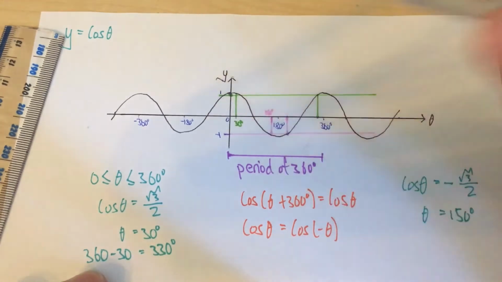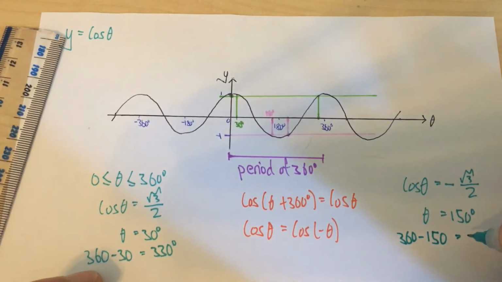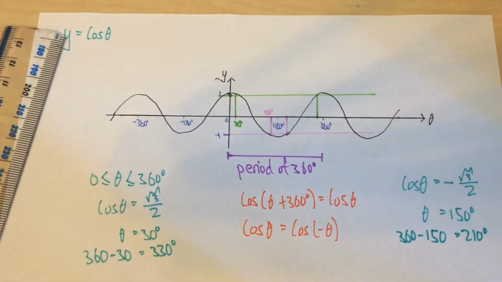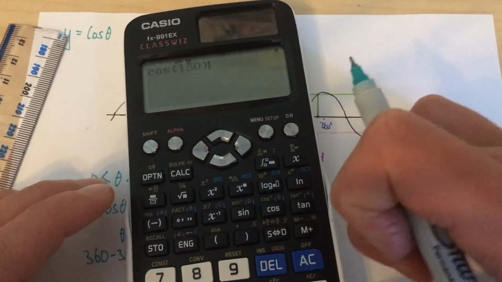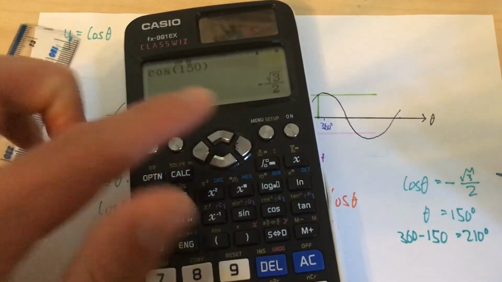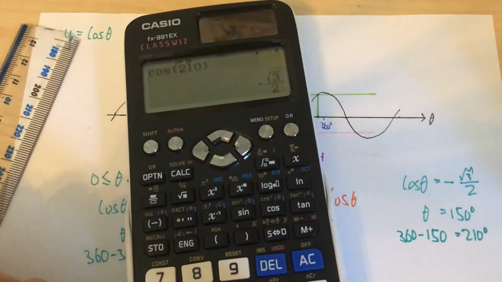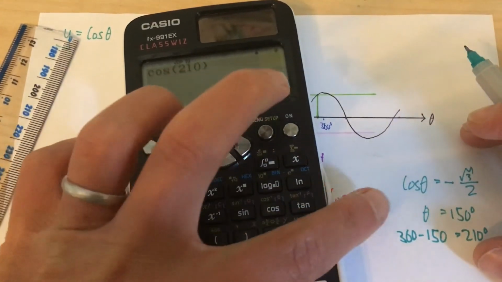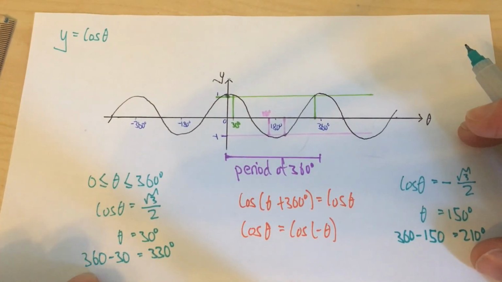Just like we did here, we can do 360 minus our first value. 360 minus 150 is 210 degrees. Let's grab the calculator to check it. We do cos of 150, we get minus root 3 over 2, brilliant. And if we do cos of 210, we get minus root 3 over 2. So the key thing to remember is that to find other solutions for cos, we do 360 degrees minus the first solution that we get.